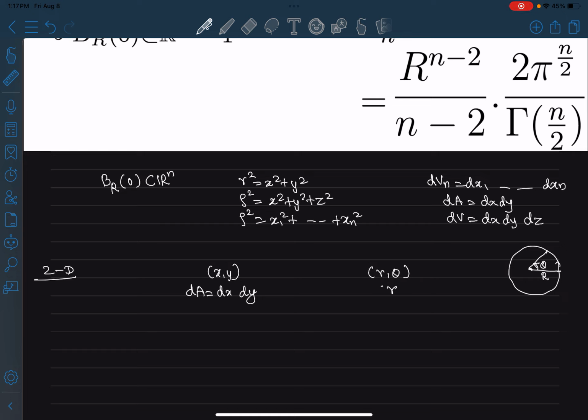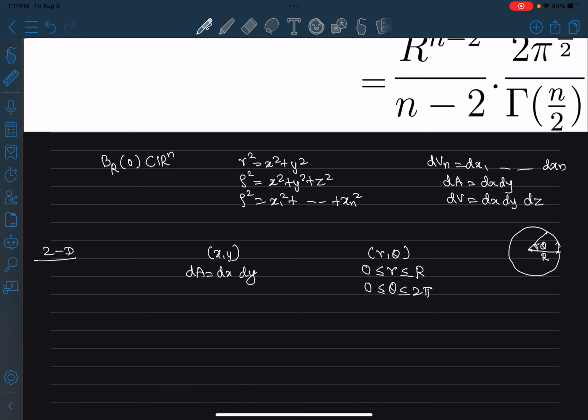And when r goes from 0 to capital R and theta goes from 0 to 2 pi, we get the whole circle, right? By using this, we can get any point in the circle. When r is going from 0 to capital R and theta going from 0 to 2 pi, any point in the circle can be accessed by this r and theta in this range. And the dA in this case, as you might know, is just r dr d theta, right?